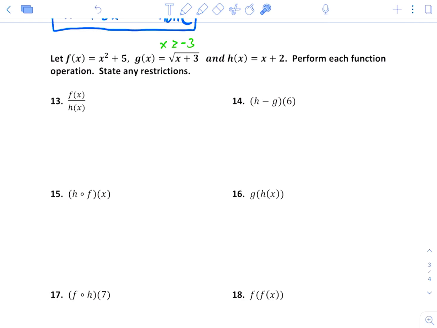Okay, so let's go ahead and pause the video, and I would like you to work through all of these. And then I will go through them so you can compare your work and your answers. Now, anytime we have a number, we also don't need to worry about the restriction.